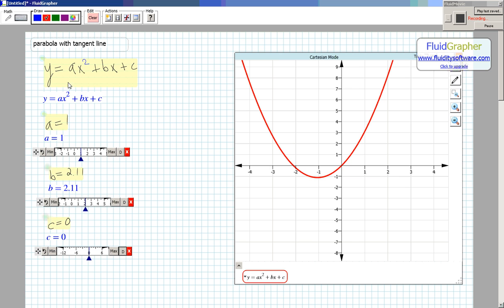If I want to write the equation for the tangent line to the parabola at any point x, I need to know that the slope of that tangent line, say m, is 2ax plus b. Let's pick an x, say x sub 1.